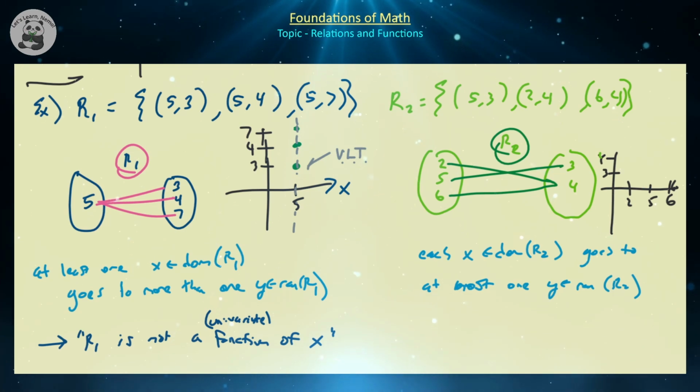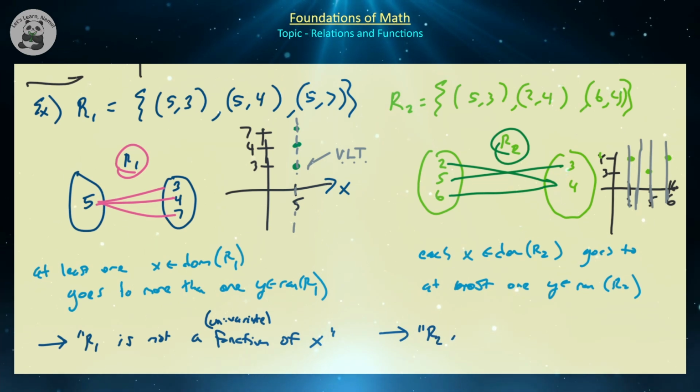So if we were to graph each of these points, 2 goes to 4, 5 goes to 3, and 6 goes to 4. If we were to draw a vertical line at each of these domain values, notice that those vertical lines will cross that relation at most once. For example, if we draw a vertical line at 3, notice that it crosses no times at all because it's not in the domain. So, is R2 a univariate function of our variable x? The answer is yes. Therefore, we can say that R2 is a univariate function of the variable x.